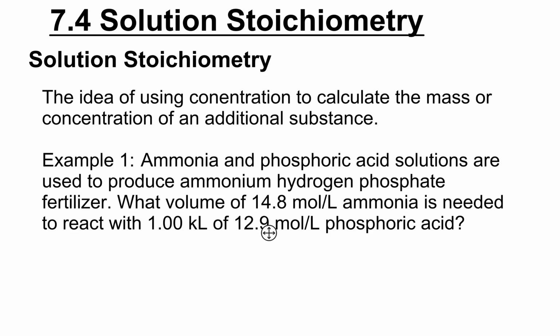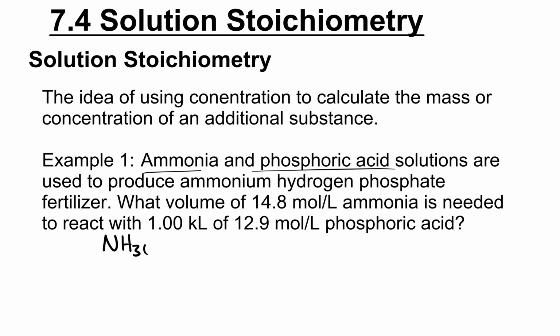Let's try this out. What volume of 14.8 moles per liter ammonia is needed to react with 1 kiloliter of 12.9 moles per liter phosphoric acid? Holy guacamole, that's a lot of information. Take a deep breath, relax. Remember that the first thing we need to do in a stoichiometry problem is create a balanced chemical reaction. Ammonia and phosphoric acid will react, so let's write that down.